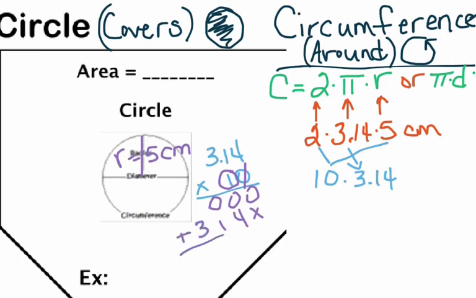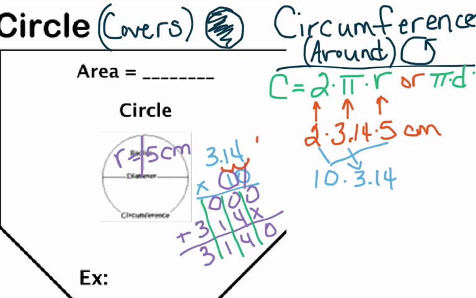Now I have to add these up. Remember, you need to make sure you're keeping your numbers lined up. So 0 plus nothing is 0, 0 plus 4 is 4, 0 plus 1 is 1, and nothing plus 3 is 3. I don't want to forget about my decimal. That's a common mistake. You have to take care of your decimal after multiplying.